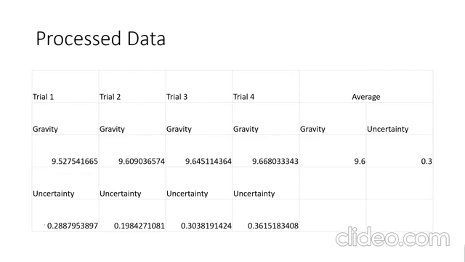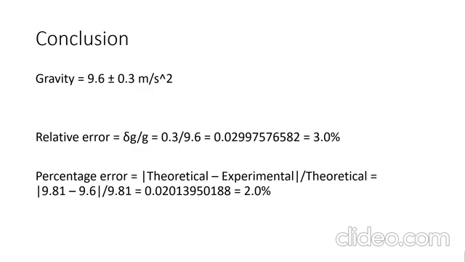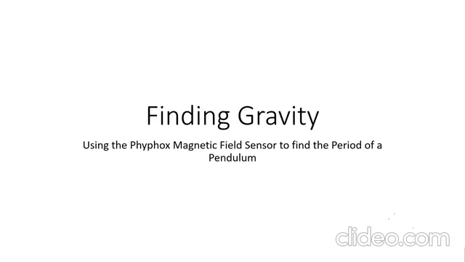This average value was determined by averaging all values for gravity, and the average uncertainty was determined by averaging all values for uncertainty. Now gravity is 9.6 plus or minus 0.3 meters per second squared. The relative error is 3% and the percentage error is 2%. So once again, we will be finding gravity using the period of a pendulum, and we will do this using the Phyphox magnetic field sensor.